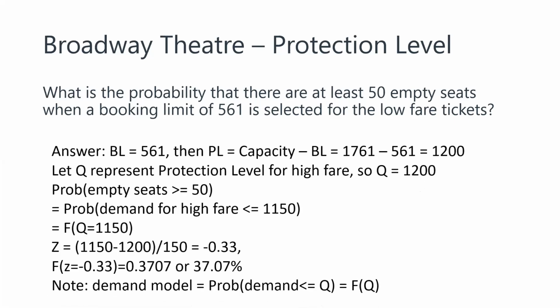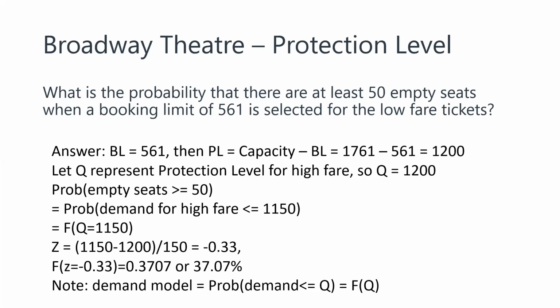So your protection level is 1200. Let Q represent the protection level, so Q is 1200. The probability of empty seats greater than or equal to 50 is the same as the probability that demand for high fare is less than or equal to 1150. So it's basically F(1150). Does that make sense?